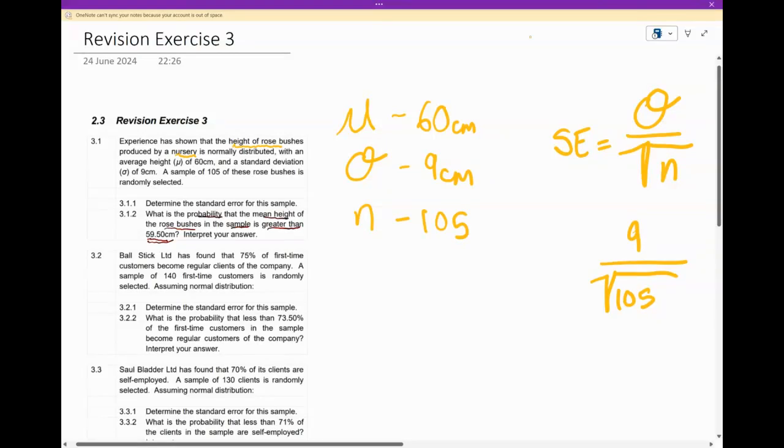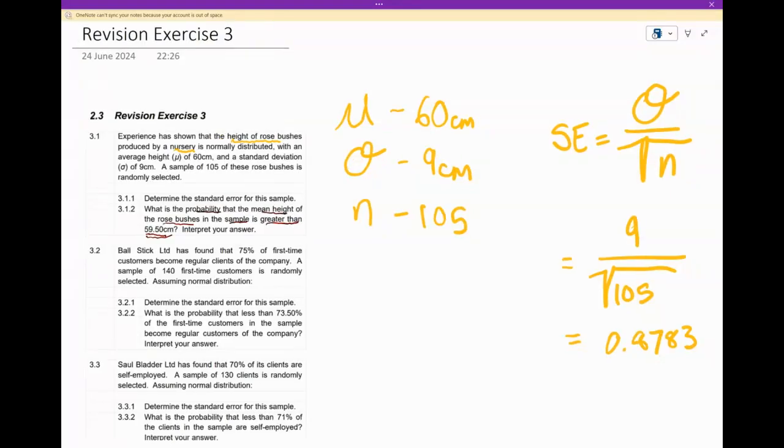So what is SE? What is our standard error? My friend who has just joined us, sorry, I'm just telling you that we are doing revision exercise 3. Yes. 0.8783. Okay, so now we have our standard error. We've answered question 3.1.1. Now we can go to 3.1.2.